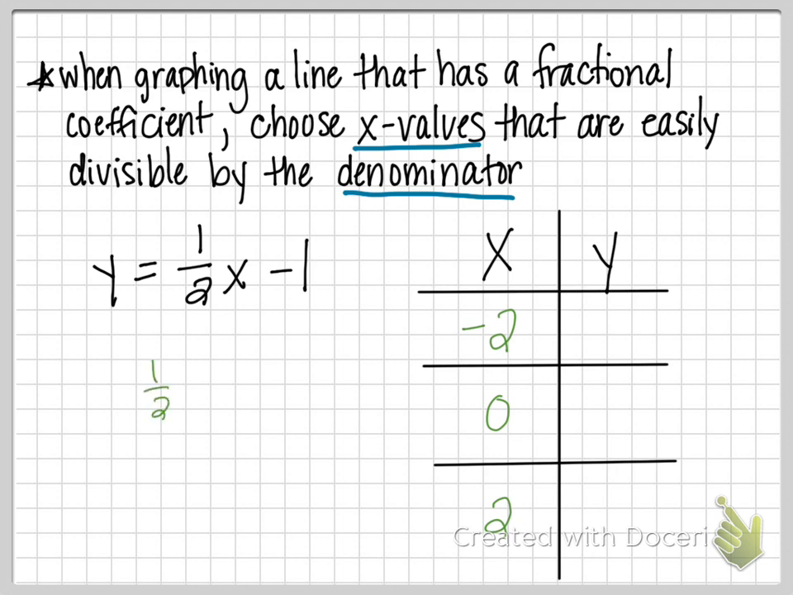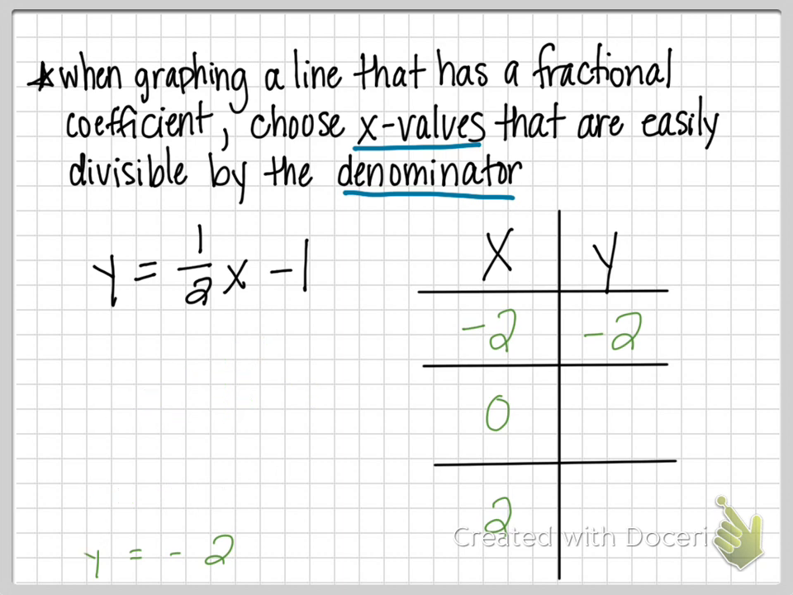If we use our first value here of -2, 1/2 times -2 over 1 minus 1. I just changed that -2 and put it over 1 because it makes it easier to multiply that fraction. Cross simplify, this becomes 1, this becomes -1. If I do my multiplication, -1 times 1 is -1, and then minus 1. So we get y equals -2. So my first ordered pair is going to be -2, -2.